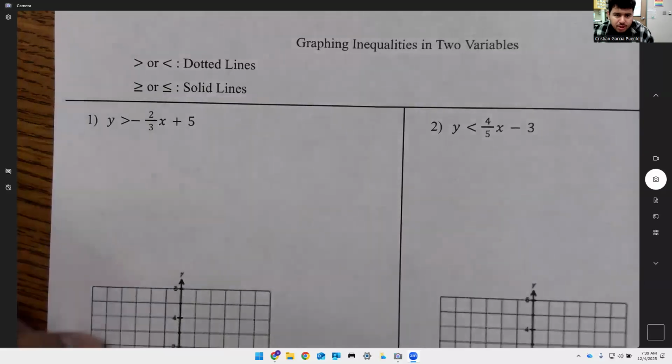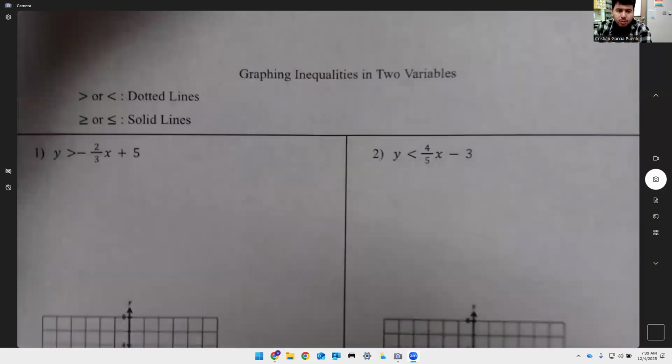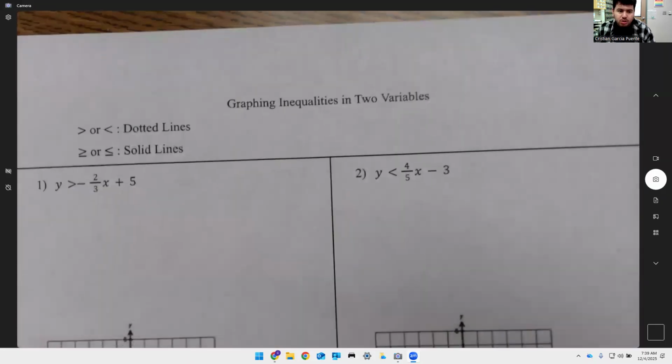All right. So you guys should be able to see my screen right now. So hopefully you guys have this page in front of you. So what we're doing today is just graphing inequalities in two variables.